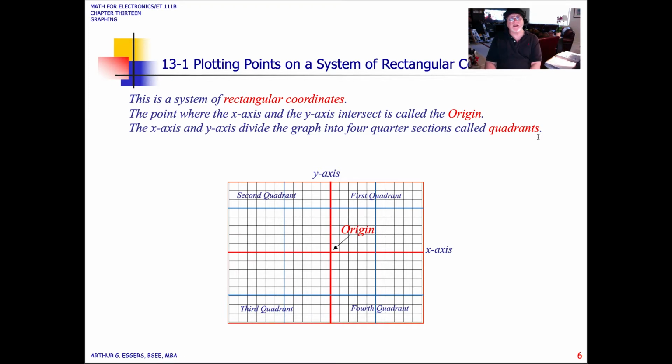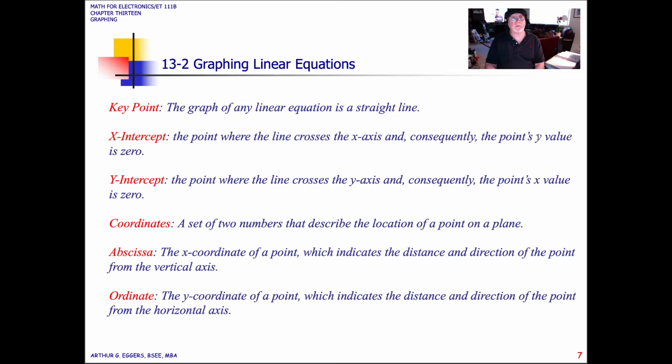You can see that we've added some additional lines in here to understand that we can create quadrants. In this case, the first quadrant, second, third, and fourth. This is a standard division of the quarters on a piece of graph paper where we have the origin at the center and the x and y axes forming the overlap of that origin. So the graph of any linear equation is a straight line.